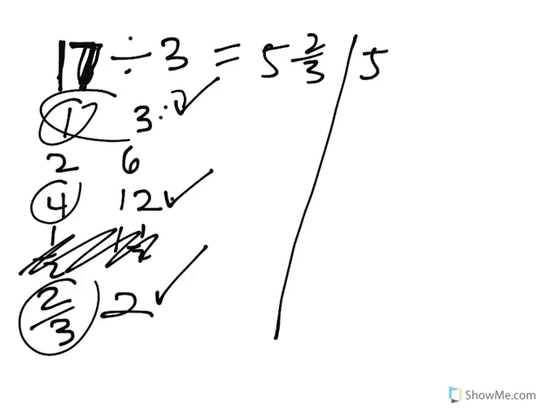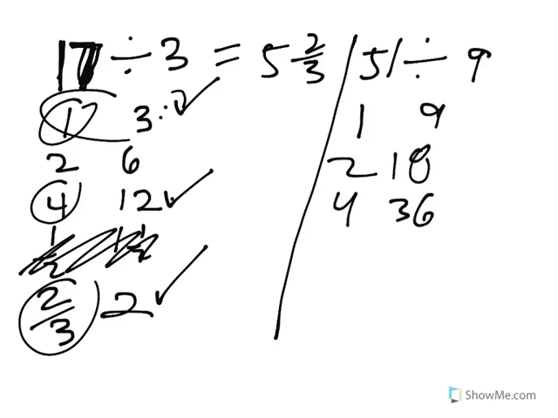Here's another one like that. 51 divided by 9. 1, 9, 2, 18, 4, 36. So I have 36 and 18.